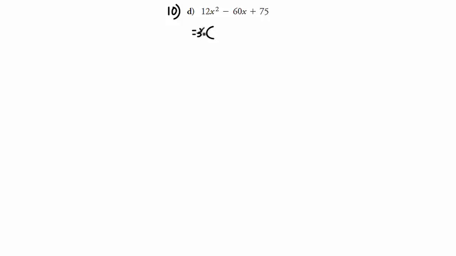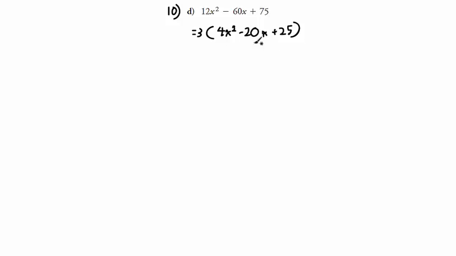So what happens when we factor out a 3? 3 goes into 12 4 times, so we're left with 4x squared. 3 goes into minus 60 how many times? It goes into it minus 20 times, so that's minus 20x. And then 3 goes into 75 25 times, so we're left with plus 25.